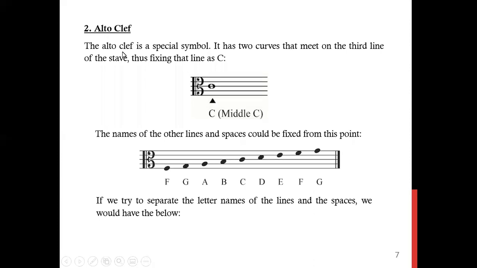Let's move on to the alto clef. You know, I told you that we do not have only one clef. We have 4 types of clef. But the most common ones are the treble clef and the bass clef, okay? But now there is still the alto clef and the tenor clef, which makes it 4. Let's look at the alto clef. Look at the symbol of the alto clef. It's quite different from the G clef, or the treble clef, okay?